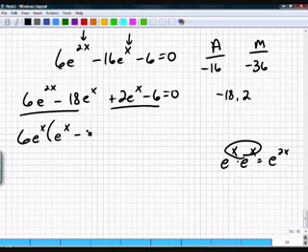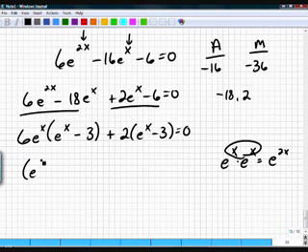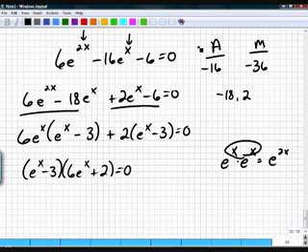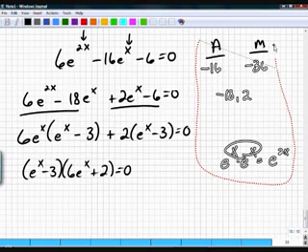Minus 3. That's the easy part. Plus, what are you factoring out of the second one? 2 times e to the x minus 3. Nearly done. e to the x minus 3 times 6e to the x plus 2 equals 0. Any questions so far?